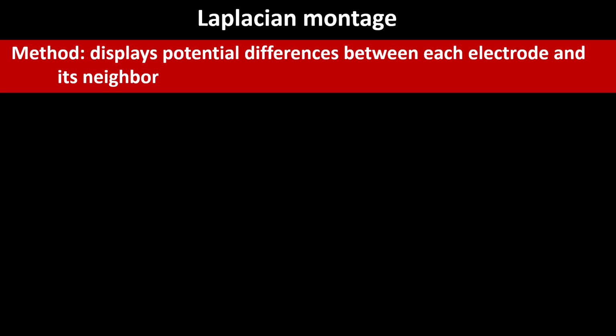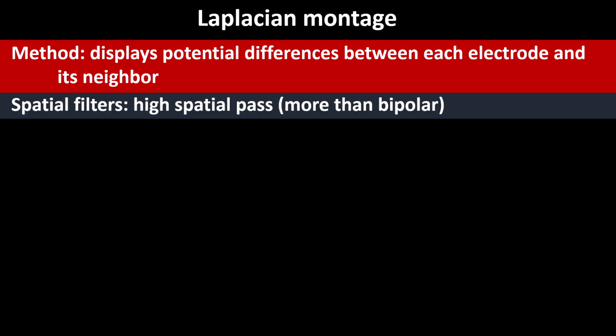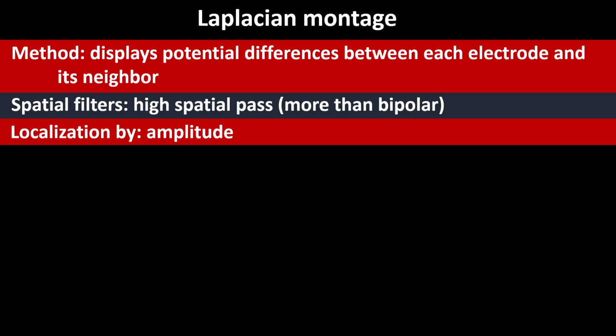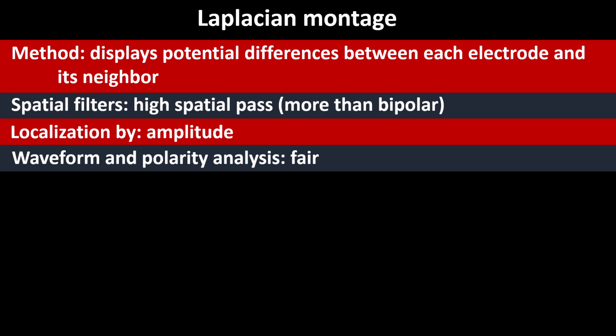Source localization montages refer to Laplacian and average weighted montages. In the context of this discussion, I will restrict it to Laplacian montage. Laplacian montages display potential differences between each electrode and the weighted average of the surrounding electrodes. Source localization montages, that is Laplacian montages, are better at detecting highly localized potentials with low amplitude than bipolar montages. Localization by amplitude, waveform, and polarity analysis is fair.